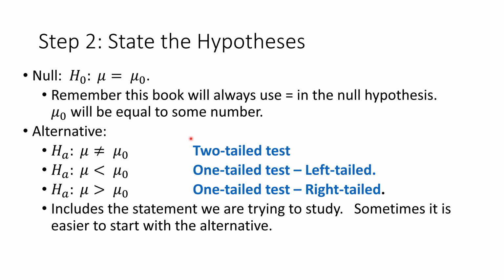There are 3 ways to set up the alternative hypothesis. If it is the two-tailed test, then mu doesn't equal mu0. If it is a one-tailed test and the left-tailed test, then mu is less than mu0. And for the right-tailed test, mu is larger than mu0. We include the statement we are trying to study. Sometimes it is easier to start with the alternative.